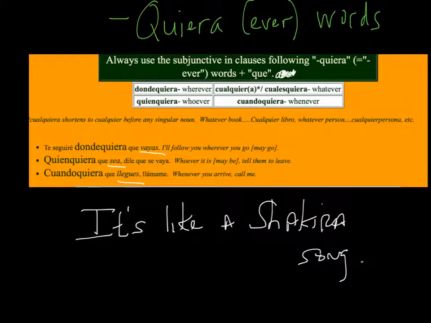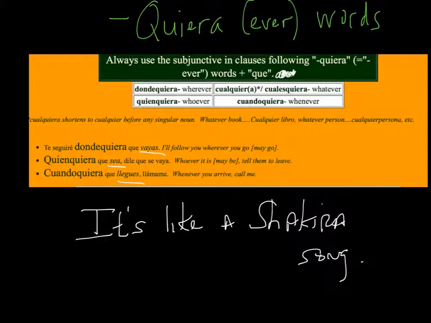A couple final pieces to adjectival clauses are very simple. Are the quiera words. Quiera, when it's added to the end of the word in Spanish, is the English equivalent of ever. So we have words like donde quiera, quien quiera, cuando quiera, cualquiera: wherever, whoever, whenever, whatever. It's like a bad Shakira song, right? Anytime you have a quiera word plus que, it is always followed by the subjunctive in Spanish, okay? Te seguiré donde quiera que vayas. I'll follow you wherever you may go, wherever you go.